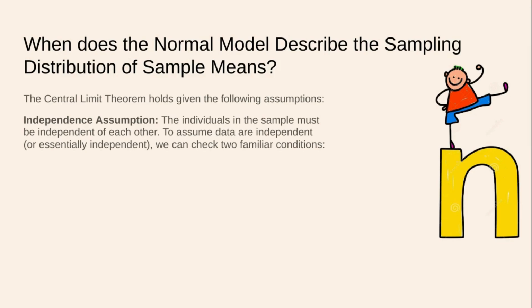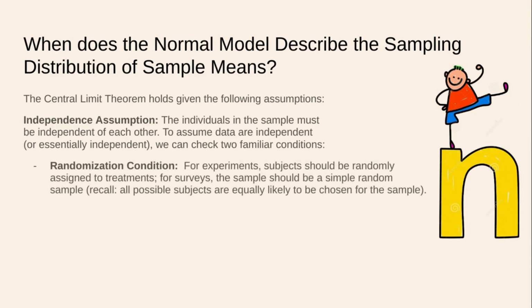The individuals in the sample must be independent of each other. To assume data are independent, or essentially independent, we can check two familiar conditions. You've got the randomization condition. For experiments, subjects should be randomly assigned to treatments. For surveys, the sample should be a simple random sample or something of almost equal merit, like for example, a systematic sample, cluster sampling, stratified sampling, not convenience sampling, or something silly like that. And the 10% condition. Less than 10% of the population has been sampled. If it's any beyond that, you cannot assume independence anymore.